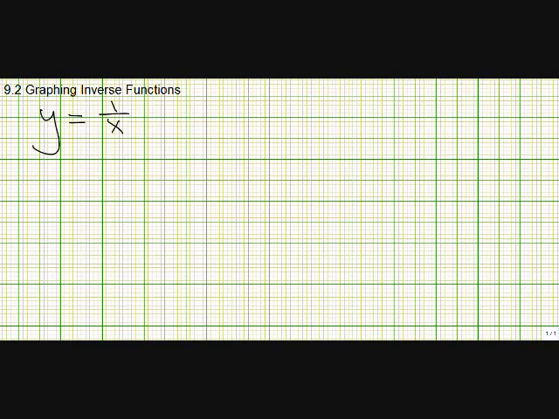And the graph of y equals 1 over x and all of these inverse functions looks something like this. Have we done graphs like this already? Okay. So here are some particular things about these graphs. They are split. They're split into two parts.